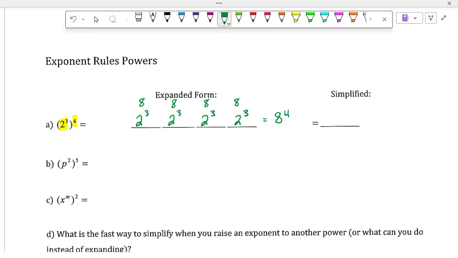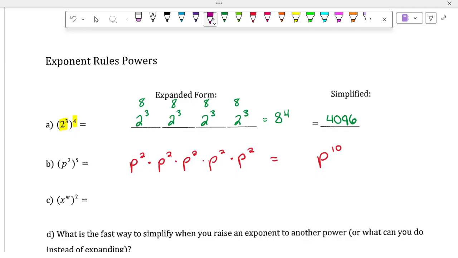And then if you put that in your calculator, 8 to the fourth would be 4096. P squared raised to the fifth would just be p squared multiplied by itself 5 times, which we know if we add those exponents, 2 plus 2 is 4, plus another 2 is 6, 8, and 10. This is the same thing as p to the 10th.